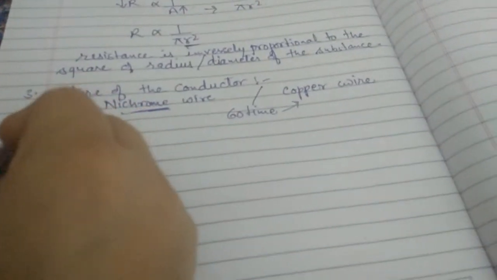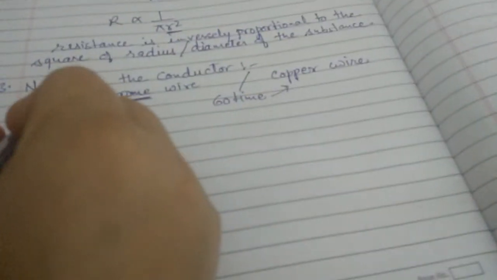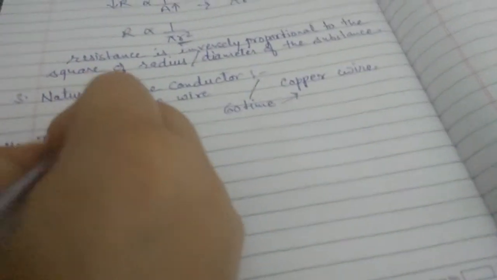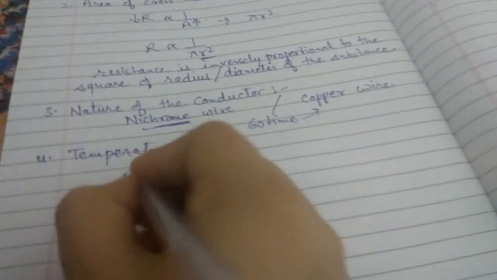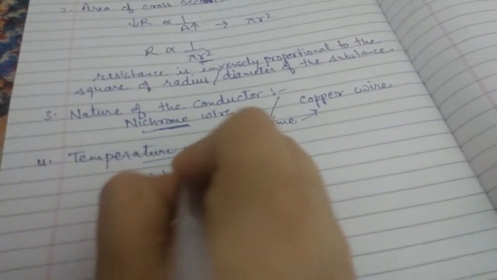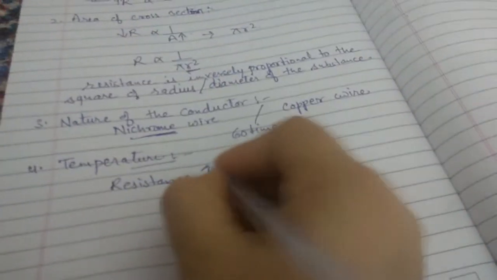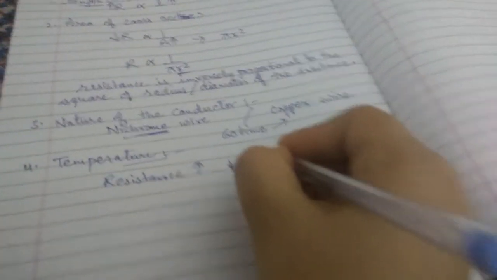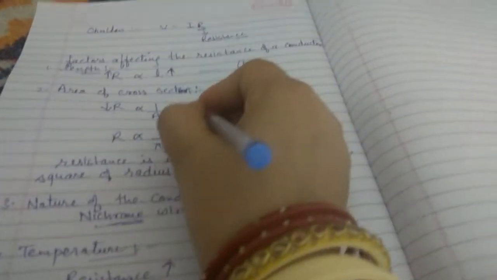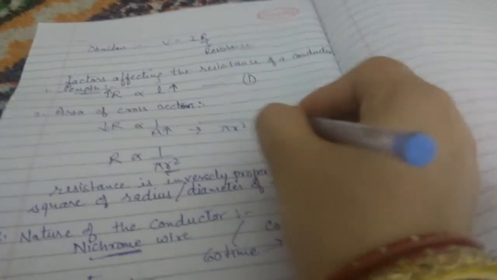Okay, next factor is temperature. The resistance of a substance or a conductor increases with increase in temperature, or it decreases with decrease in the temperature. Okay, give this equation number 2.